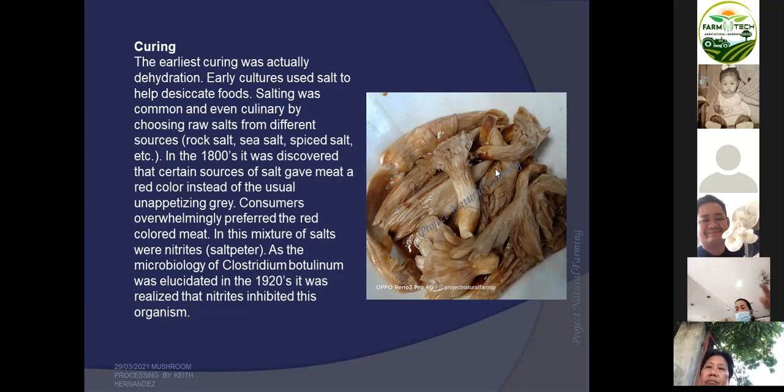So, in the 1800s, it was discovered that certain sources of salt gave meat the red color instead of unusual, unappetizing gray. Karamihan kasi na asin, pag linagyan mo lang, puti siya yung karne. Pero gusto natin yung mapula-pula yung karne. So meron palang klase ng mga salt. And this is yung salt pepper or yung curing salt, yung pink powder, prague powder, ang daming pangalan, no? Which actually has nitrates on it. Explain ko rin yan pagdating natin sa curing.